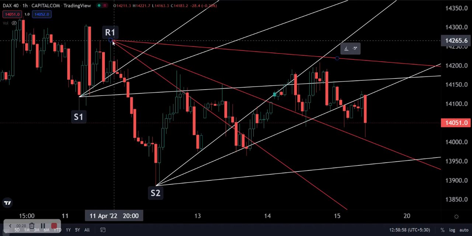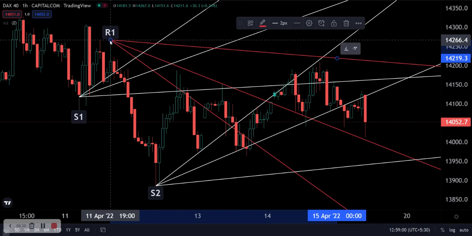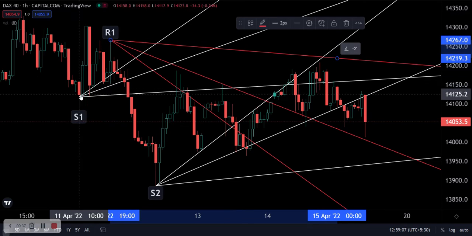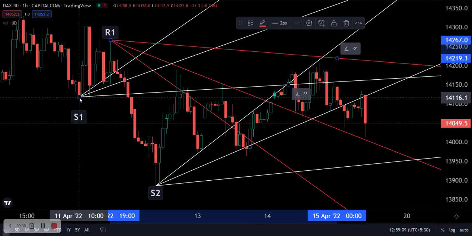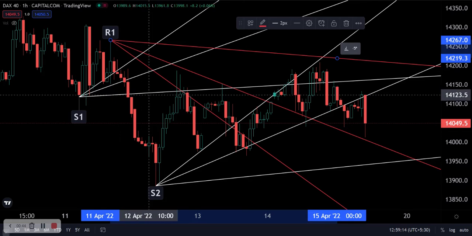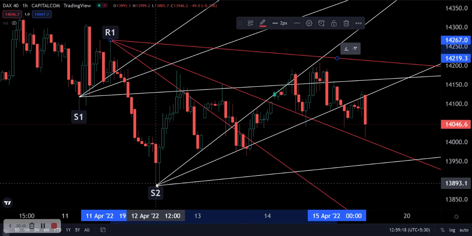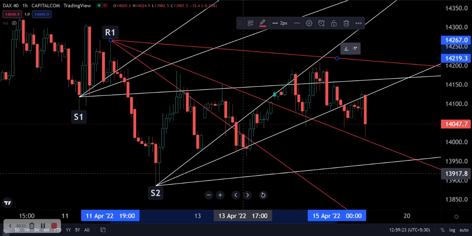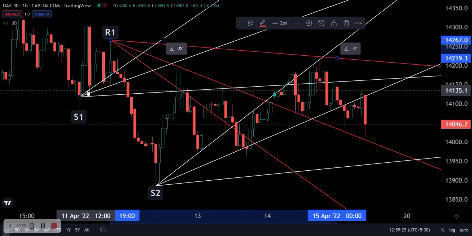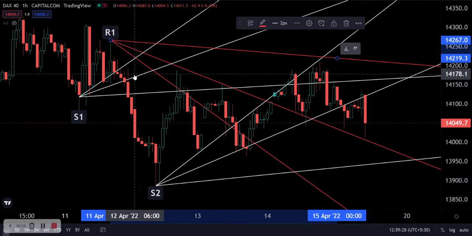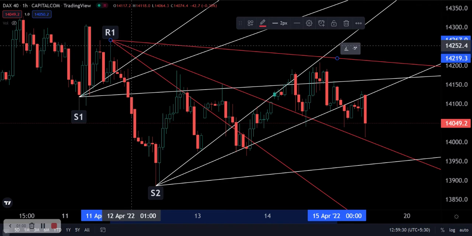Our target, DAX, is trying to get above R1 right here, which is the 11th April high. I'm choosing that as R1. We are currently trading below our 11th April support, the low S1. The next low is the 12th April low, which we're calling S2. The white lines are your Gann angle support lines from S1 and S2 respectively. The red ones are your Gann angle resistances from R1.